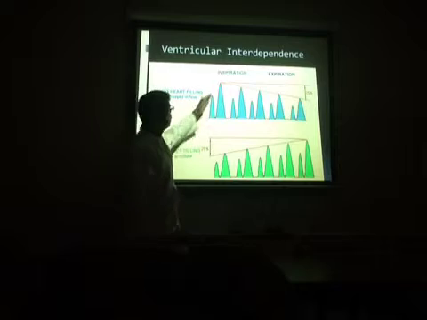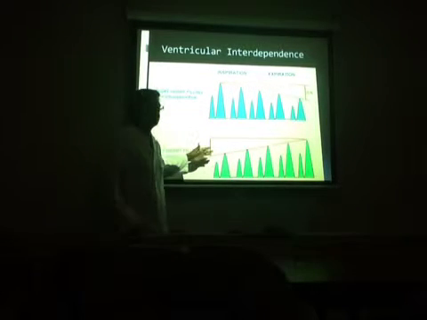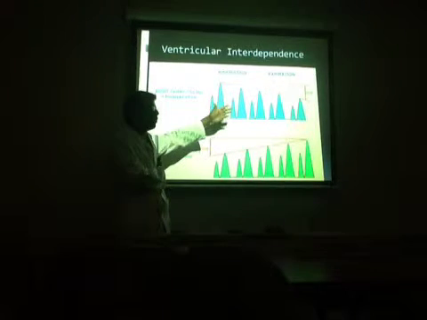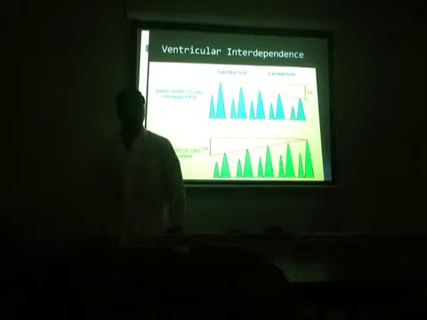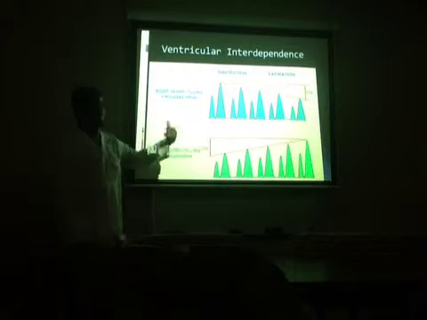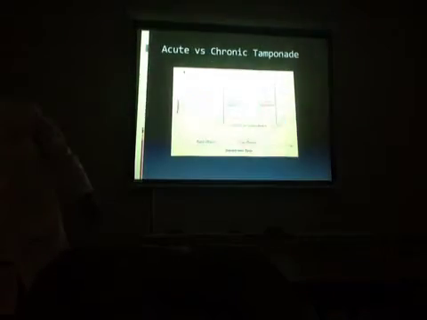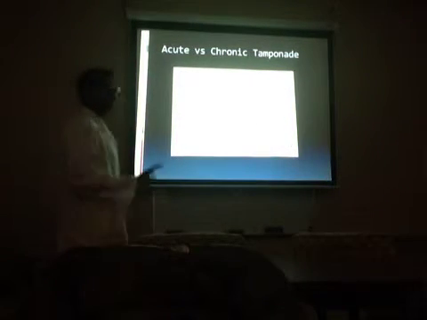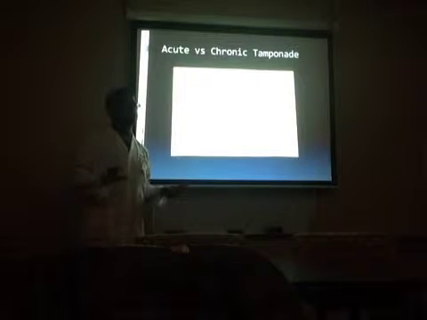Mitral valve flow, during inspiration it is less, because obviously more is going towards the right side, and then during expiration it is more. Normal is about 10 to 15%. This number, forget about the numbers. We'll come to the numbers a little later. But I hope, any questions on the ventricular interdependence.